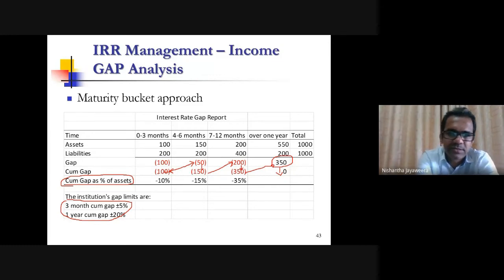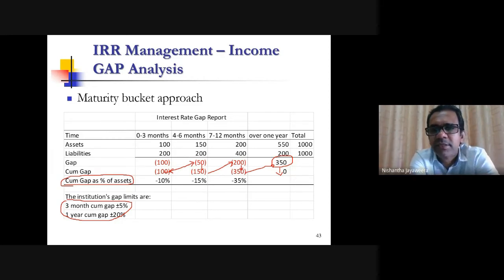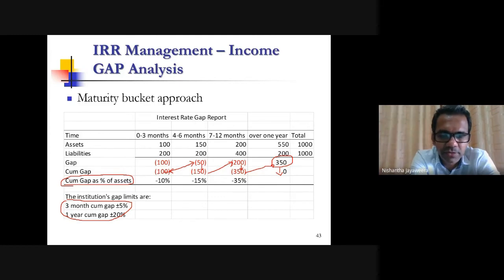So in the first bucket, cumulative gap is 100, total assets 1000. So therefore, the ratio is minus 10%. In the second bucket, cumulative gap is 150, total assets 1000, 150 divided by 1000, it gives us minus 15%, likewise minus 35%, and in the 1 year period it is 0. And the bank has gap limits: you cannot exceed the 3-month cumulative gap beyond plus or minus 5%.